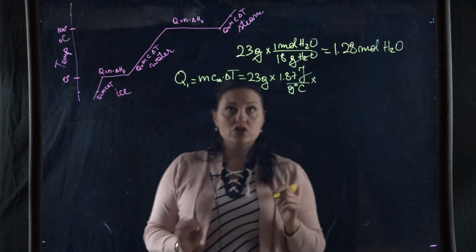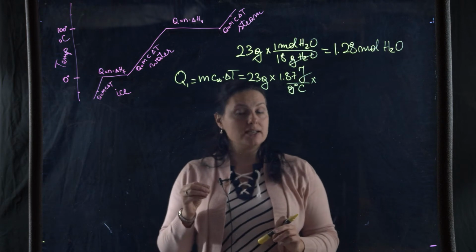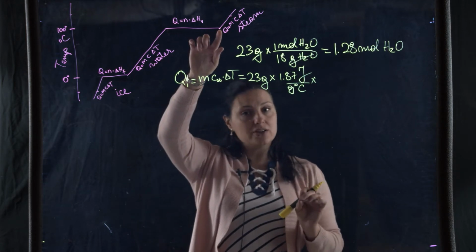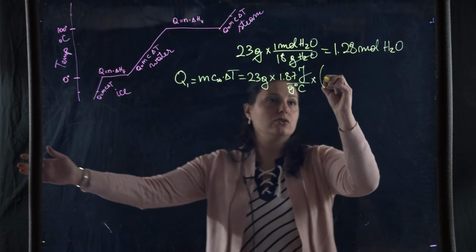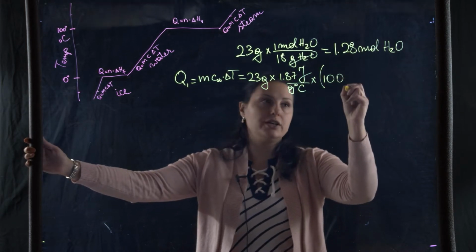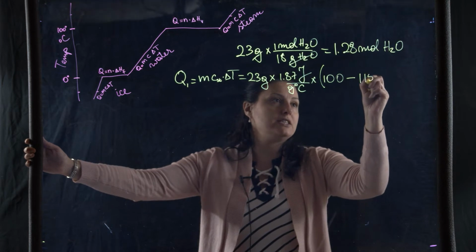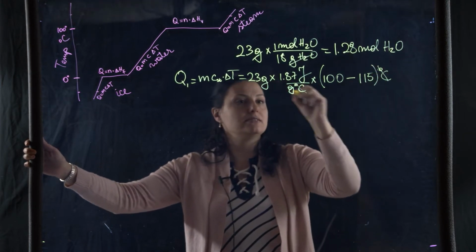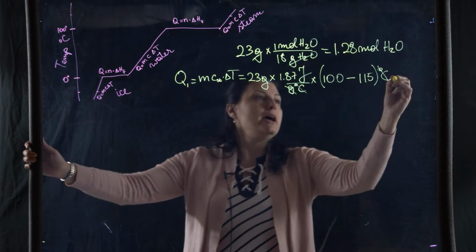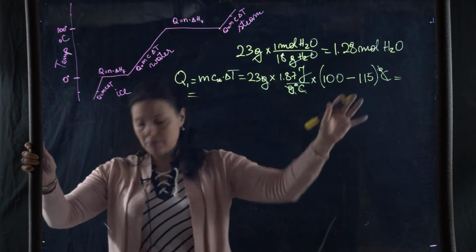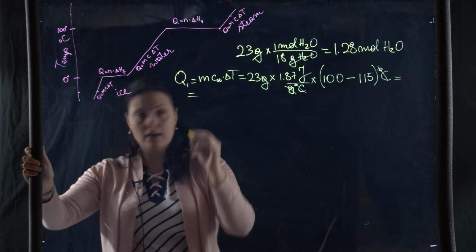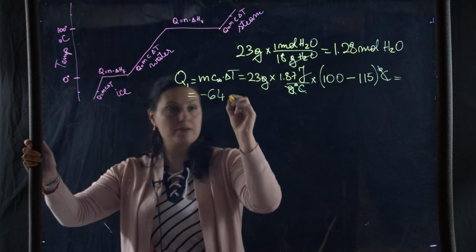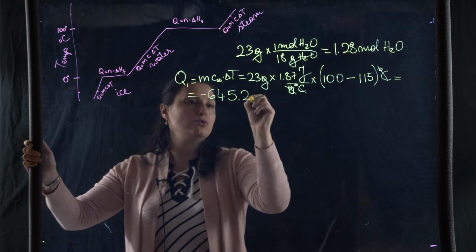Now let's talk about the change in temperature. I start at 115 and I end at steam at 100 degrees. So that's my final temperature, 100 degrees minus 115 degrees, that's where I started. Degrees Celsius cancels out, grams cancels out, and if you do the math, I should have minus 645.2 joules.